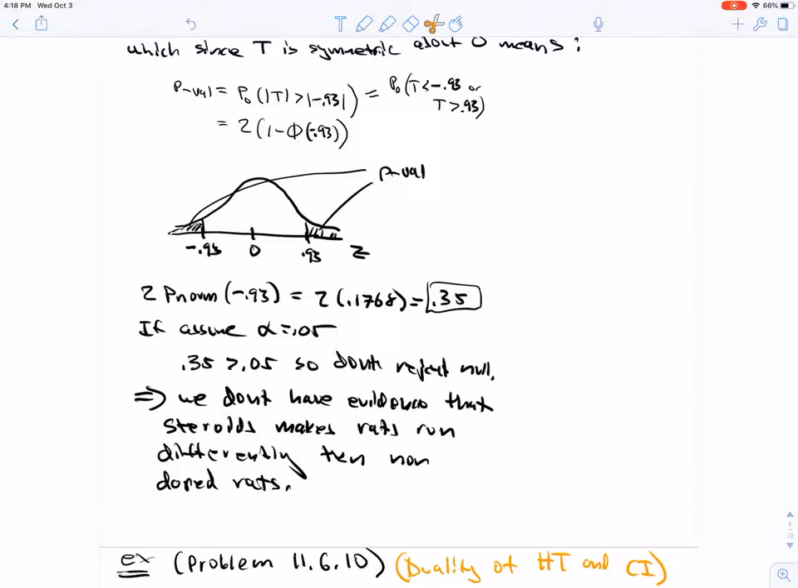In other words, we accept the alternative. Now, we don't have any evidence, hence, that steroids make rats run differently. Oh, I'm sorry. So we don't reject the null. In other words, we accept the null. So we don't have any evidence that steroids make rats run differently than non-doped rats.